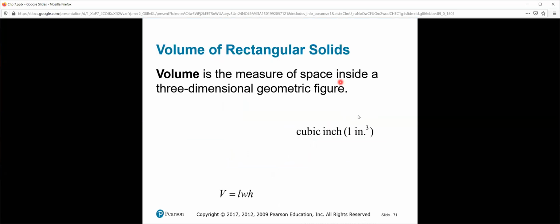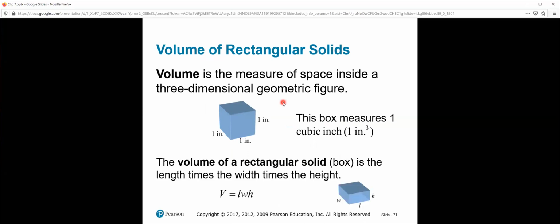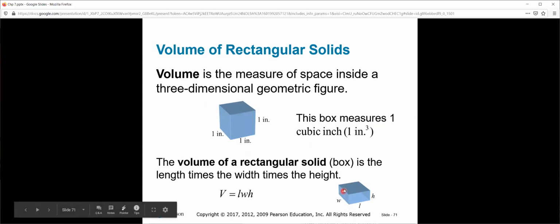Volume. More of the same. Volume is the measure of space inside a three-dimensional geometric figure. It's area, but we add a dimension, height, usually. So the area of this, if it was 2D, would be length times width. The height is the same conversation, just add it to the multiplication.